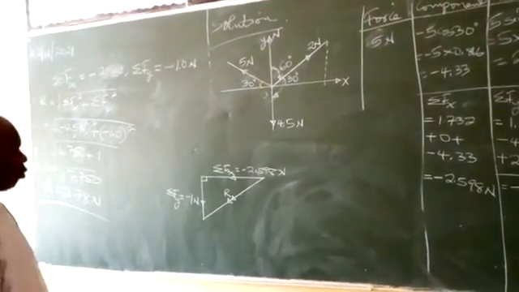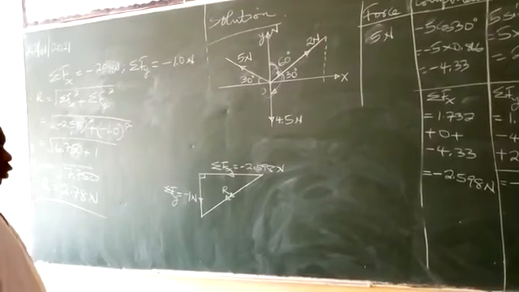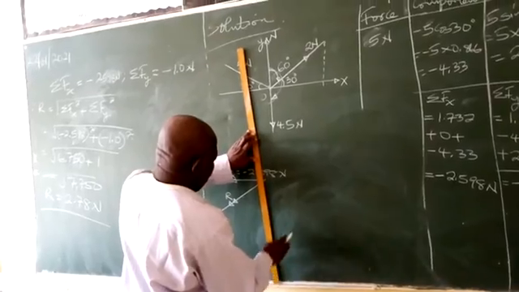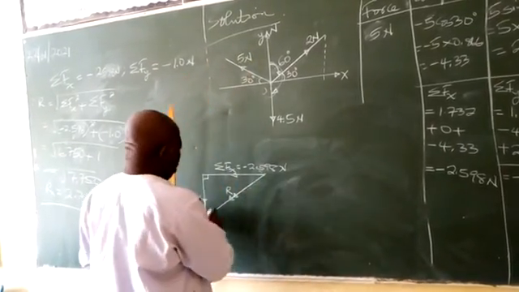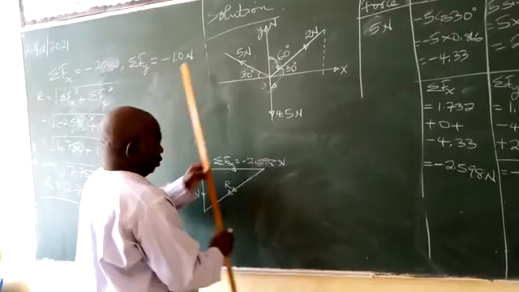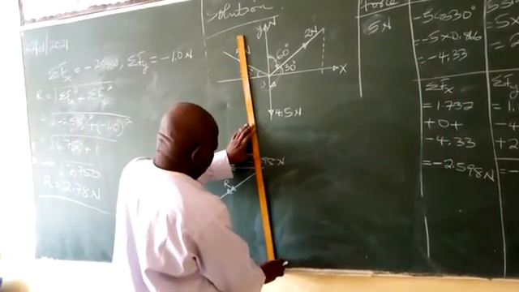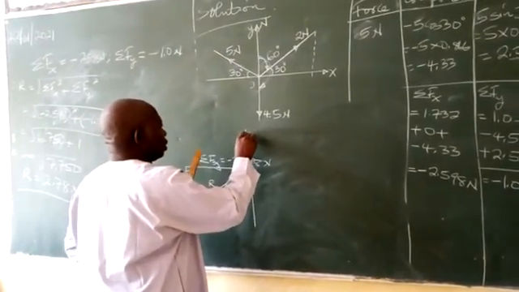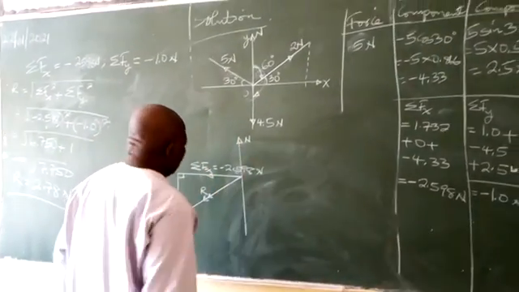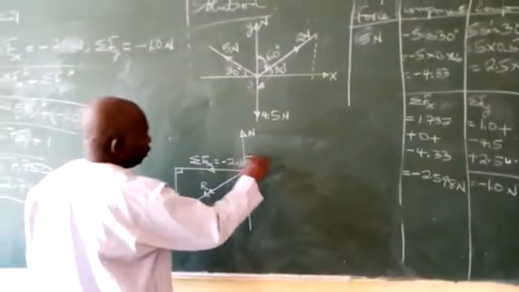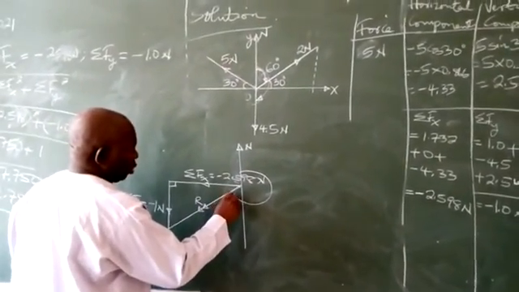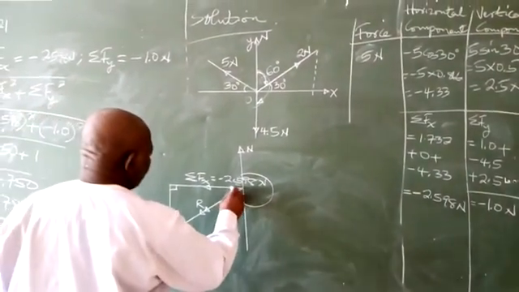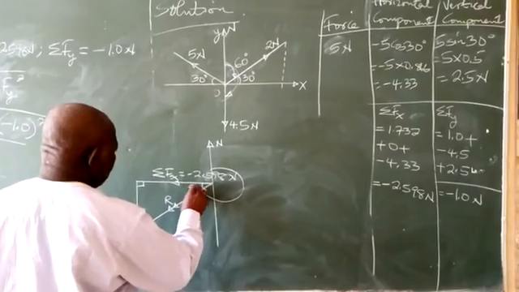So how do you calculate the direction of the resultant force? To calculate it, we draw, from the originating point of the resultant force, north and south. This is north. Then the direction of the resultant force will be from here to here. That angle. So how do we get it? We first of all calculate this angle theta.